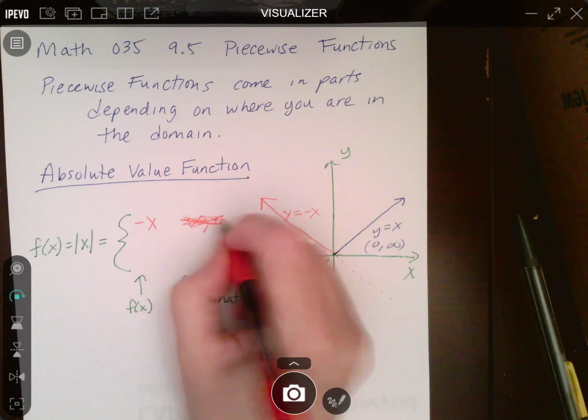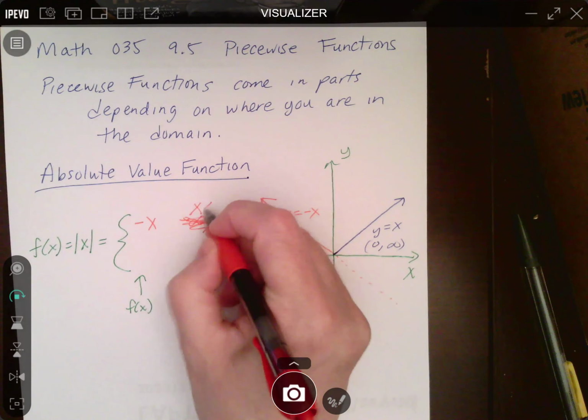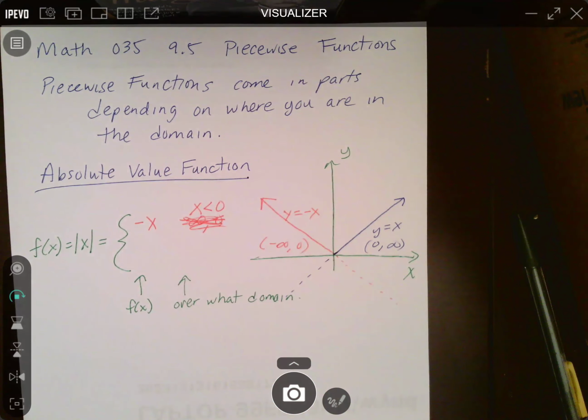or it's usually not written in interval notation. It'll be x is less than 0. Thankfully, no one likes that interval notation. Well, no one that I know.